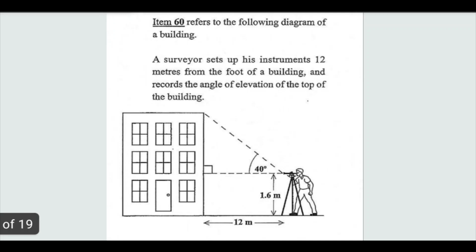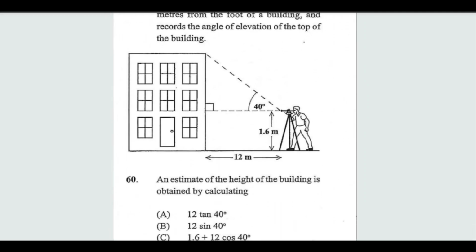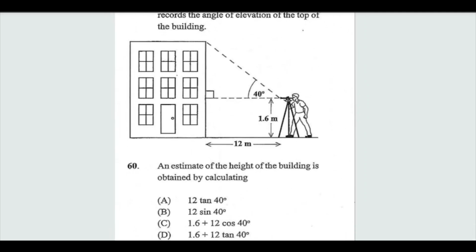Alright, so the final question that I have here now. It says a surveyor sets up an instrument 20 meters from the foot of the building and records the angle of elevation of the top of the building. So this is the man, he set it up, and they're asking us for an estimate of the height of the building obtained by calculating. We want to find the height of the building, which is going to be over this side, right? But using this diagram, we can find up to this piece using one of the ratios. And this is the opposite, and this is the adjacent.